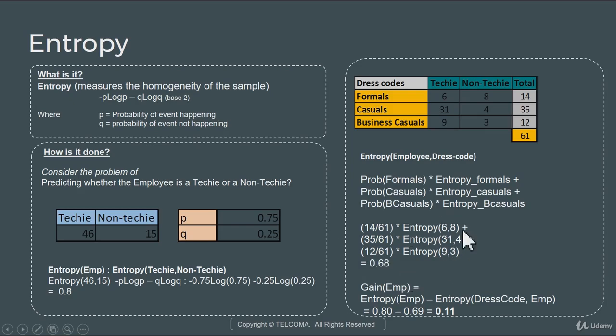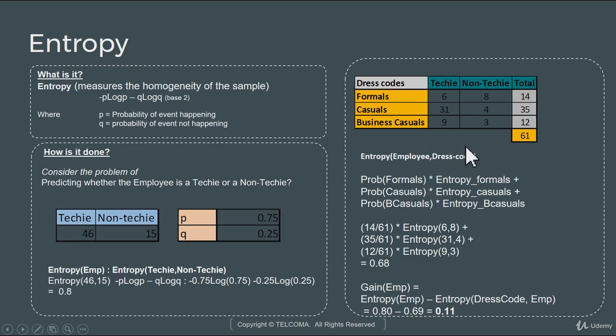Now, the way you expand the entropy of 6 by 8 is the same way you did it for employee levels, techie and non-techie. So you do minus p log p minus q log q, find the value, and multiply it by the probability of formals. Add up all of them, you get 0.68. Now the information gain would be the entropy of employee minus the entropy of dress code versus employee, and you get 0.11. So we say 0.11 is the information gain of the variable dress code against employee.